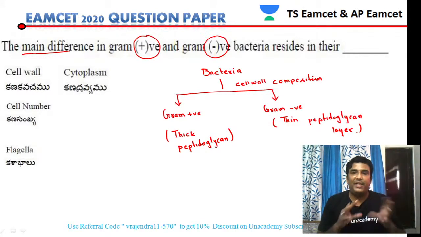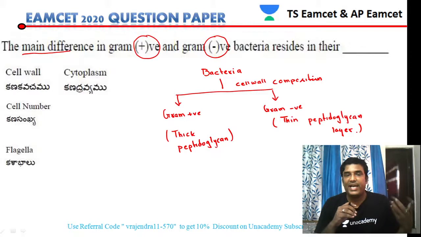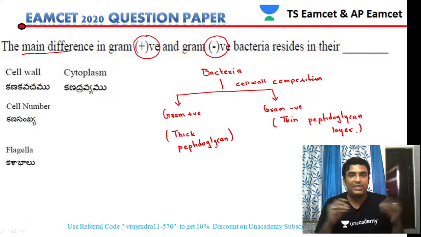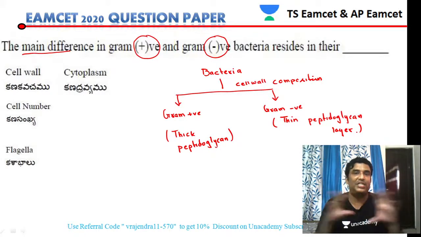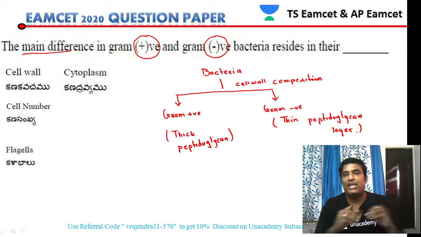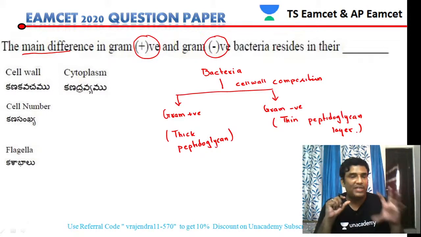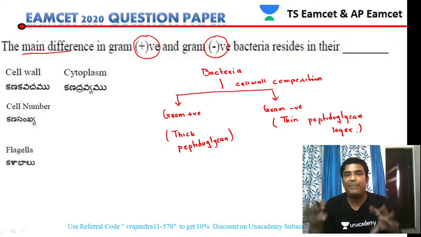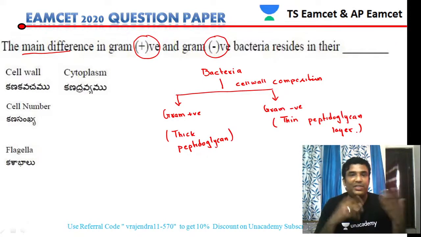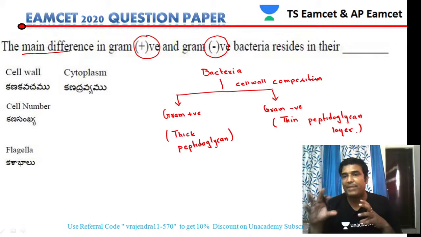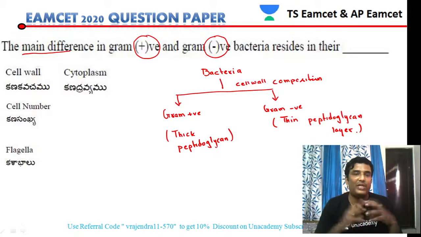Bacteria were classified by Christian Gram. Christian Gram is the name of the scientist. He introduced a technique called gram staining. By using that gram staining technique, he differentiated bacteria based upon cell wall composition into gram positive bacteria as well as gram negative bacteria. Gram positive bacteria have a thick peptidoglycan layer, whereas gram negative bacteria have a thin peptidoglycan layer. That is a major difference.